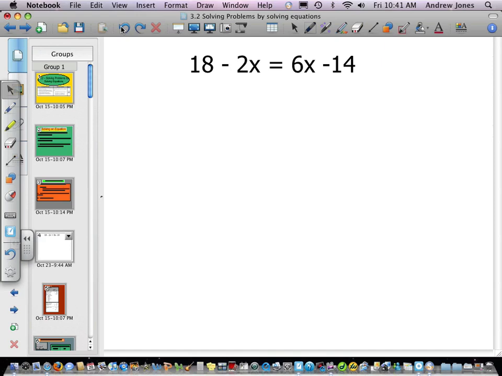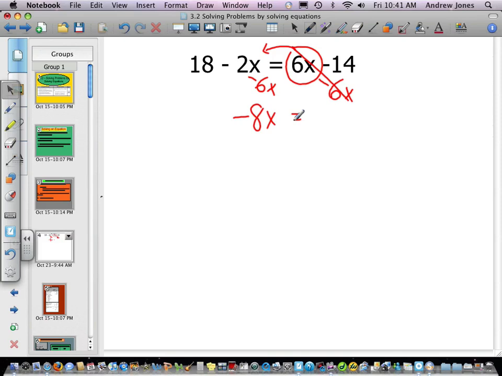And in this case, let's move our 6x to the other side. So we have to think, what's the opposite of a positive 6x? Would be a negative 6x. If we do that to one side, we also have to do it to the other side too. These two cross out. We now have a negative 8x on this side equals.